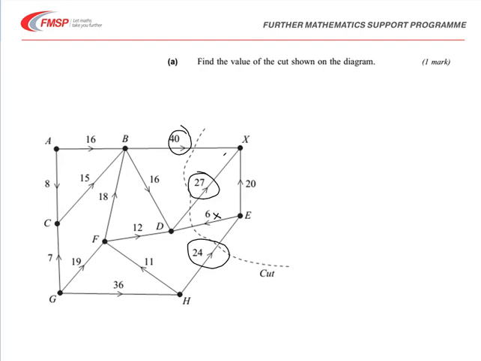So the cut value is equal to 40 plus 27 plus 24, which gives us a total of 91. If you want to give units, then that would be number of students per minute, or number of people per minute. And it's probably wise then to say that we do not include ED, which is in the wrong direction, out of the cut or away from X.